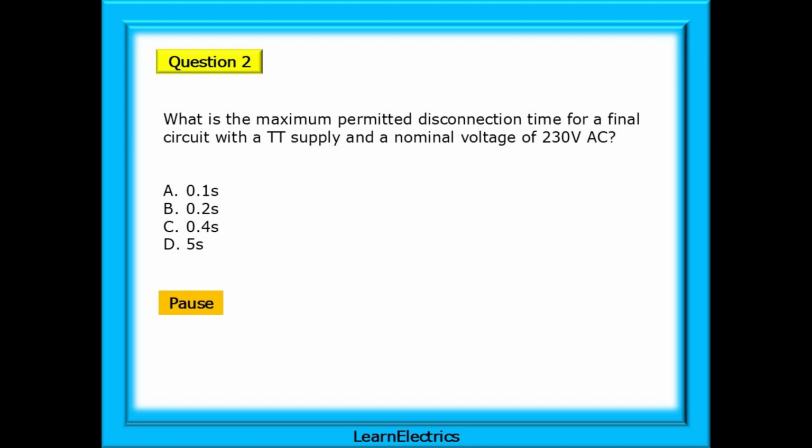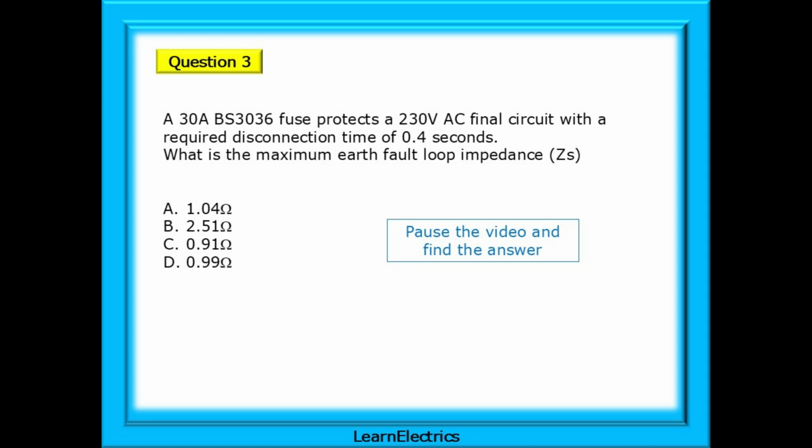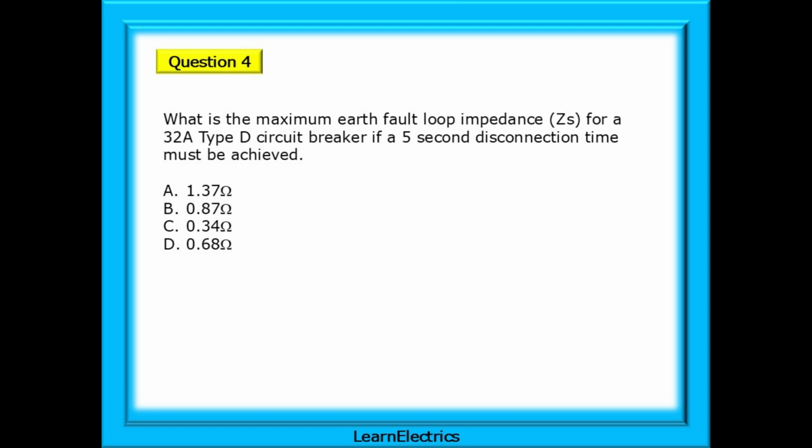Question 2 next. Pause the video and have a go at an answer. On to question 3. A 30 amp BS3036 fuse protects a 230 volt AC final circuit with a required disconnection time of 0.4 seconds. What is the maximum earth fault loop impedance, or ZS? Question 4 now. Pause the video, find the answer, write it down.